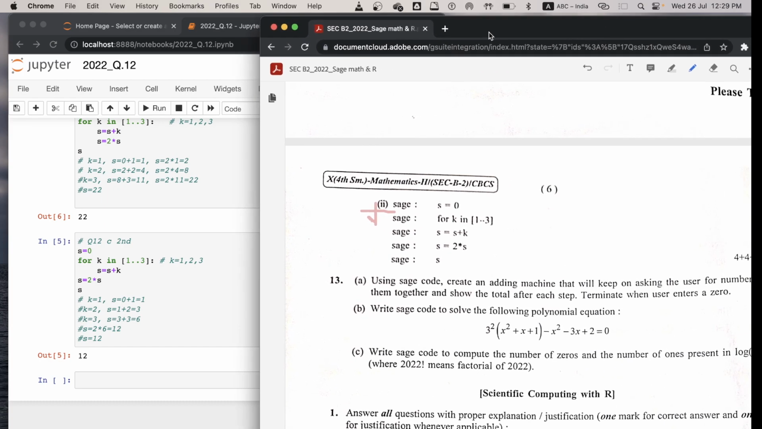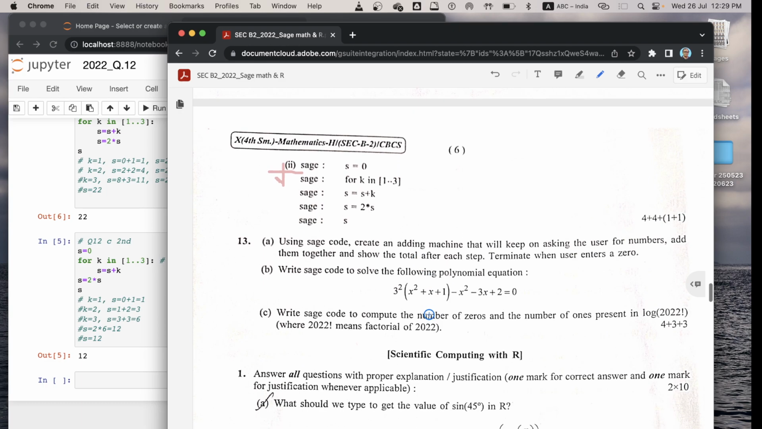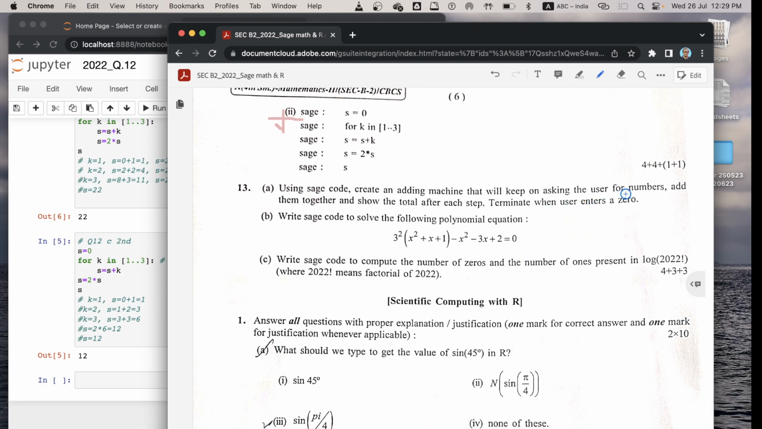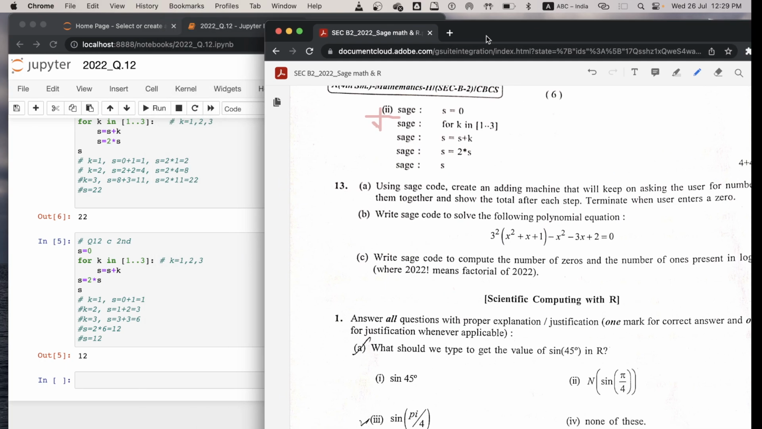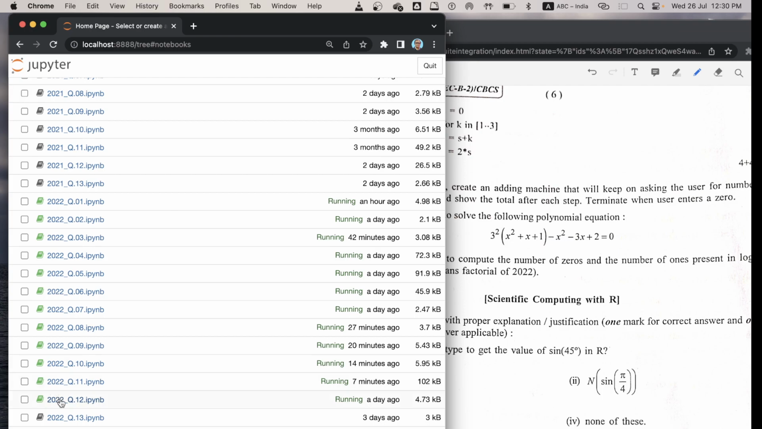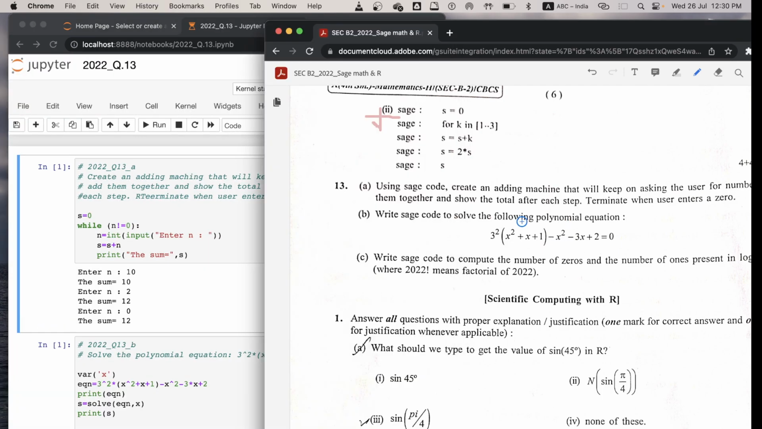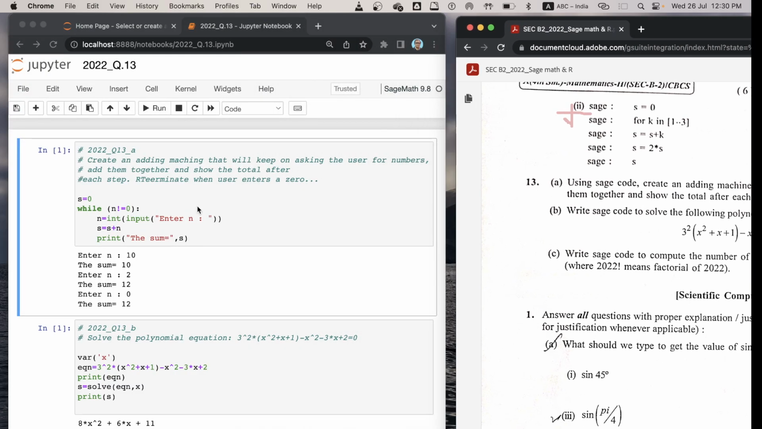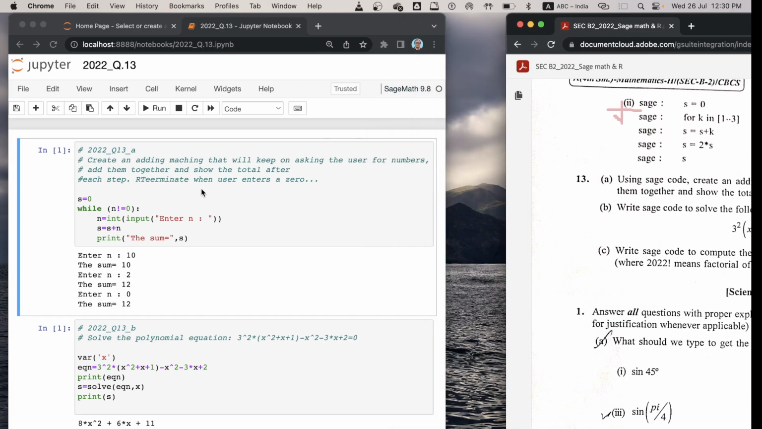Last question, question 13. Using Sage code, create an adding machine that will keep on asking the user for numbers, add them together, and show the total after each step, and terminate when the user enters 0.